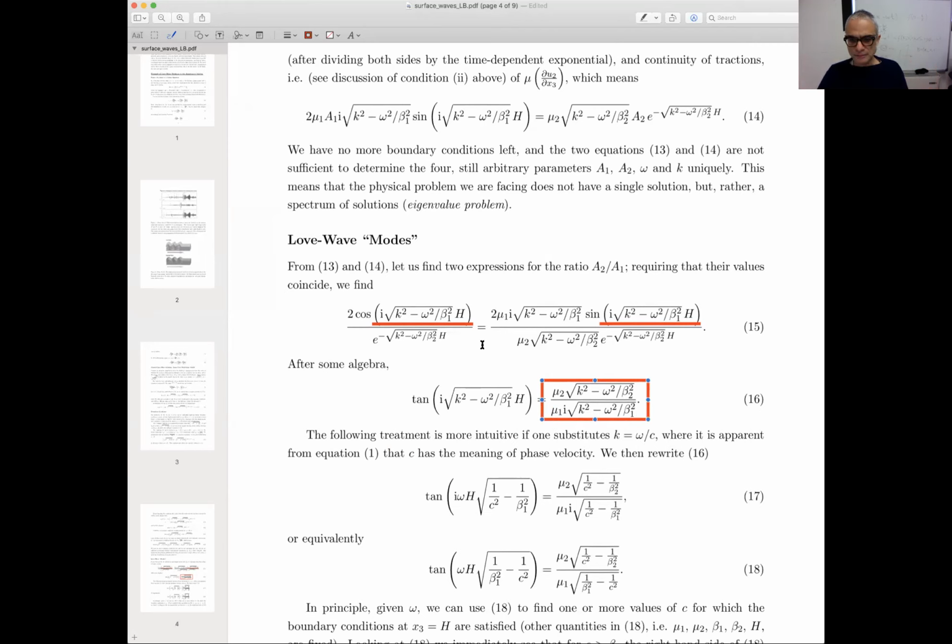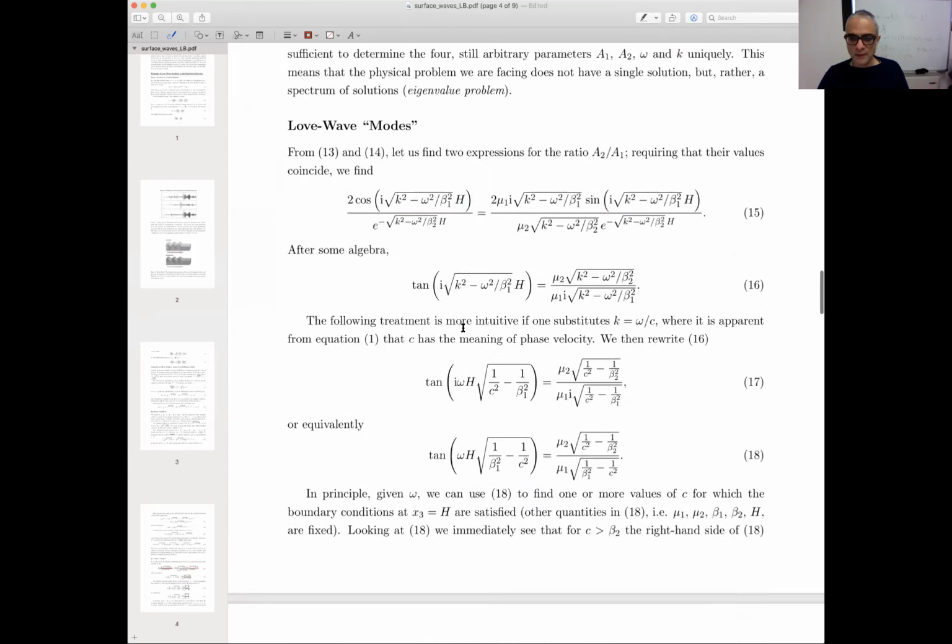And if you substitute k with omega over c and do a little bit more algebra, you can write the same equation in this form.